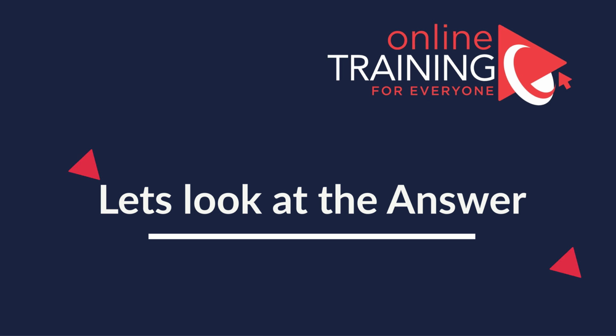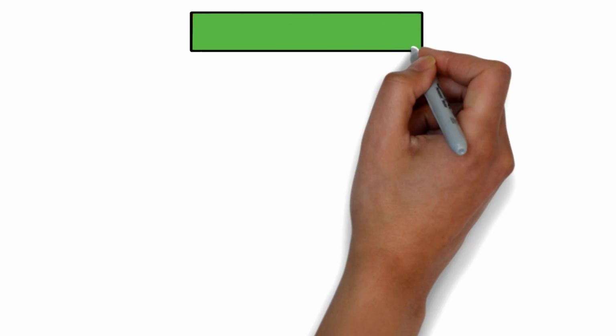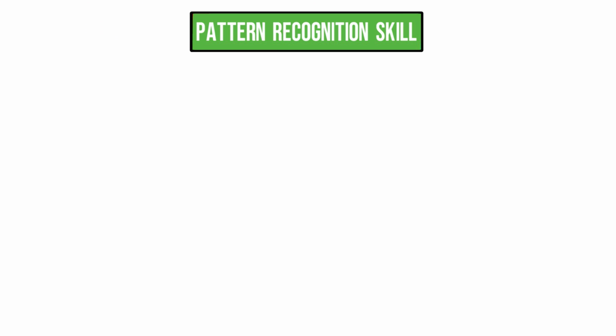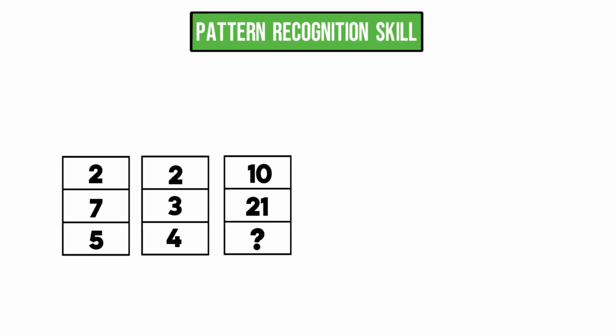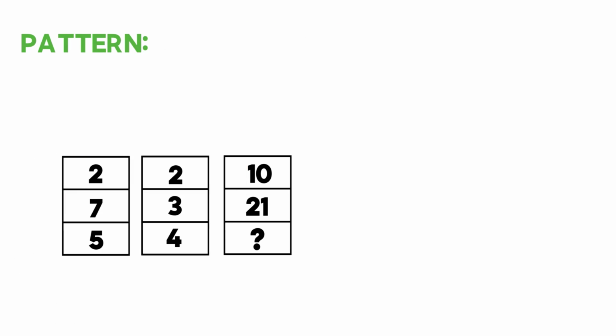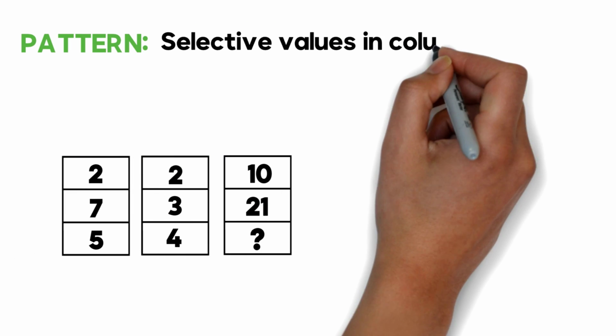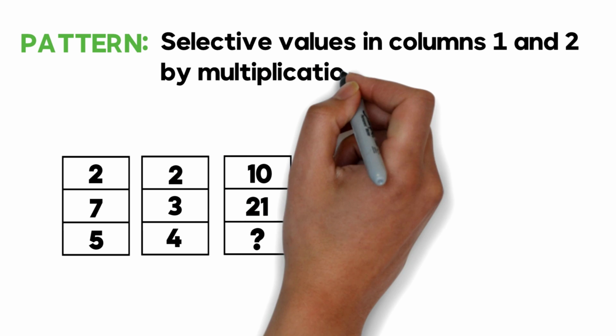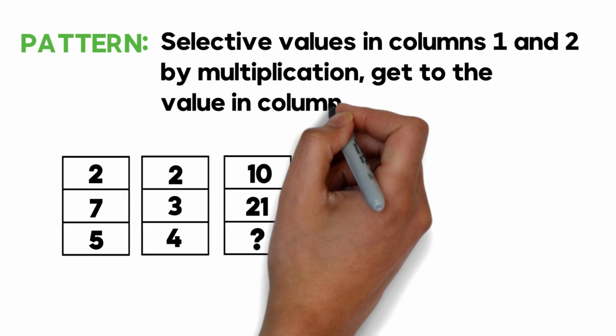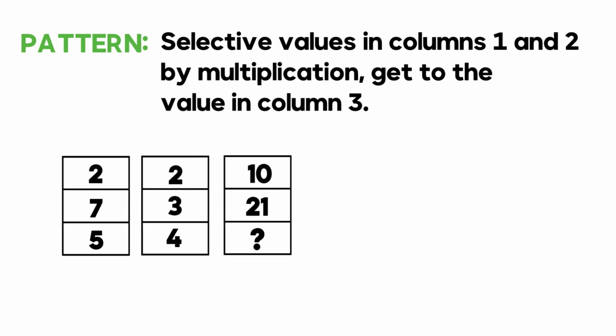Let's continue to see how we can get to the correct solution together. The most important skill to solve these types of problems is pattern recognition skill. To recognize the pattern, you need to look closely into each column. Selective values in columns 1 and 2 by multiplication get to the value in column 3. And this is our pattern.